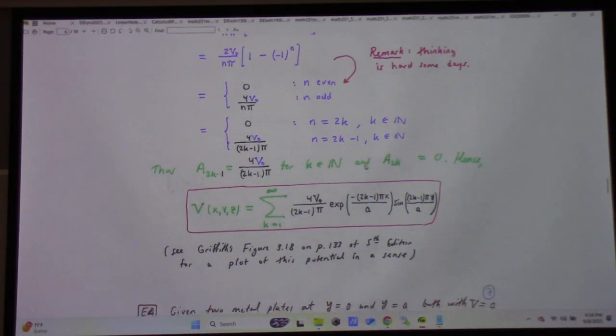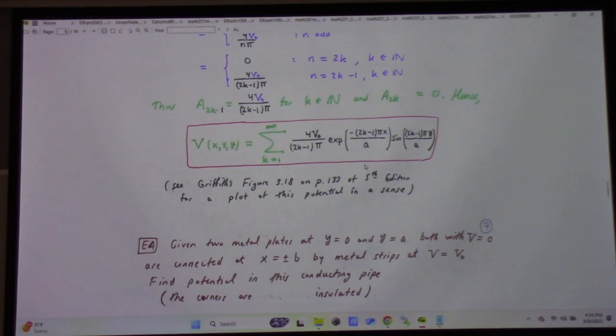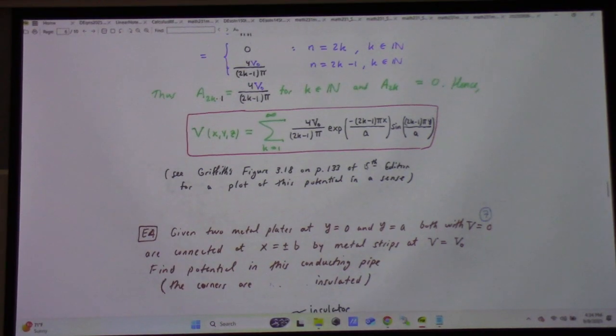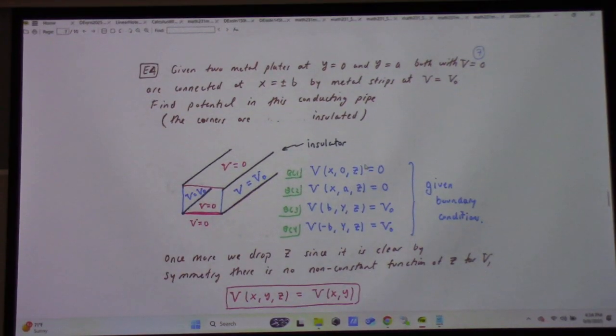And if you like, you can look at Griffiths' figure 3.18 for a picture of that thing, kind of. And he actually has a stone cold formula for this one, like inverse tangent or something or other, but who cares? I mean, I care a little bit, but I don't have enough time to care that much. So the next problem is this one.